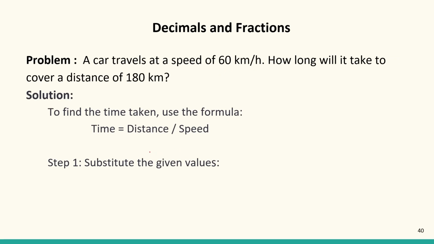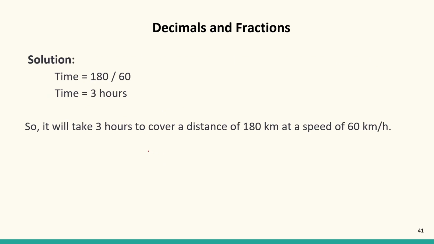Then substitute the given values. After doing that, what we got was 180 by 60, which is equal to 3. So that is why we will need 3 hours to complete the journey. It will take 3 hours to cover a distance of 180 km at a speed of 60 km per hour.